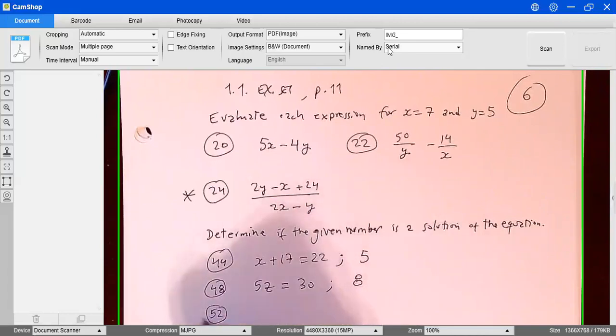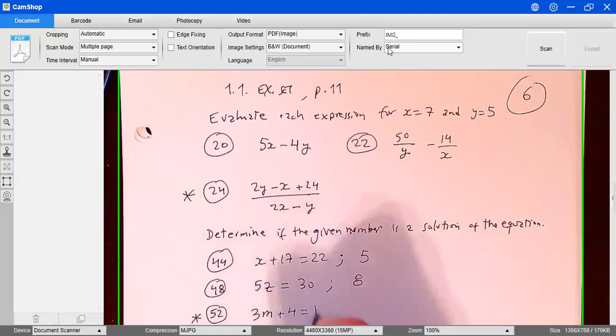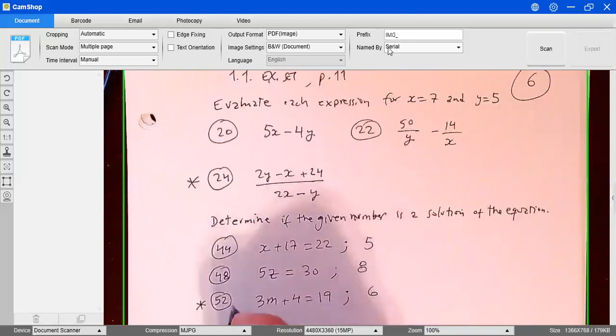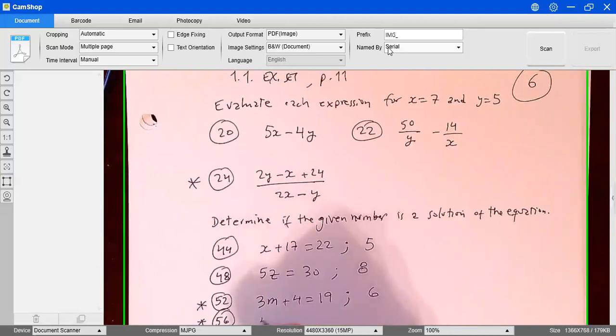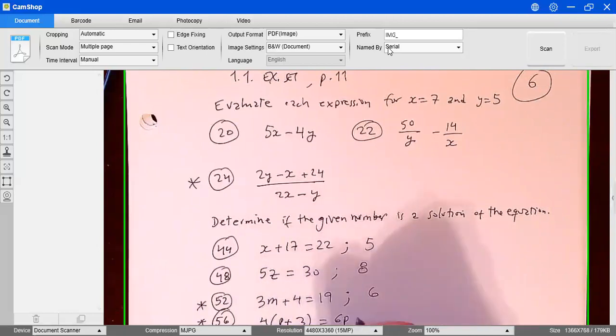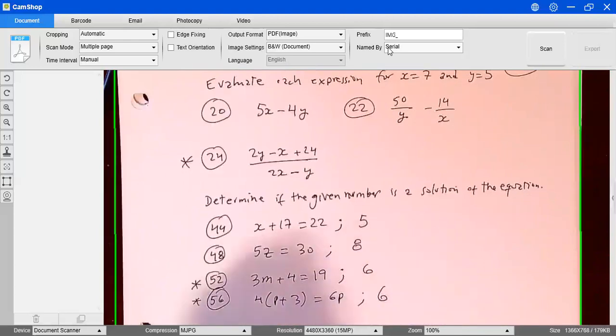And 52, 3m plus 4 equals 19, possible solution for m, 6. And 56 is 4p plus 3 equals 6p, and the possible solution is 6.